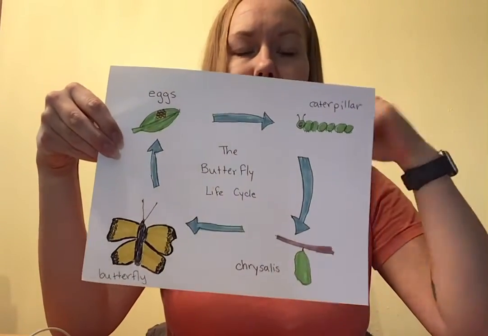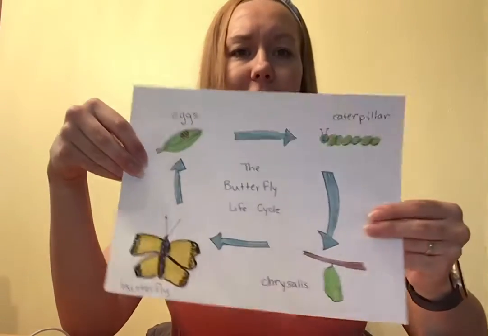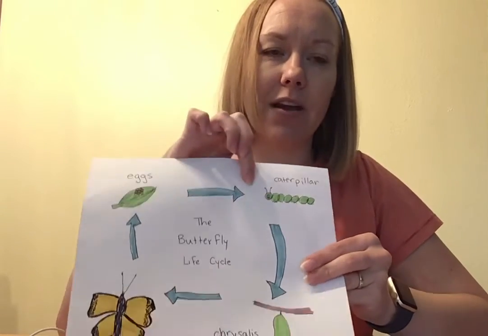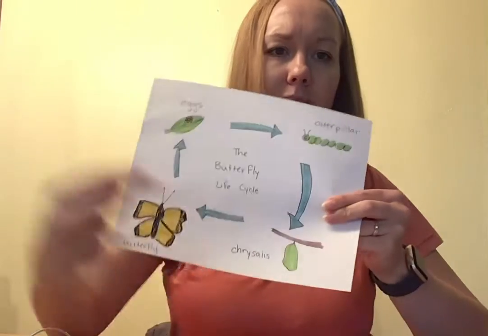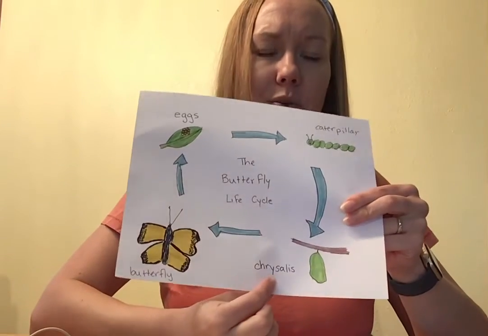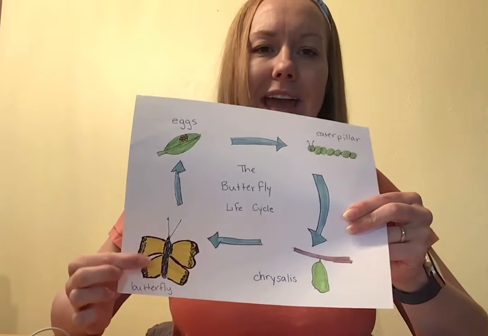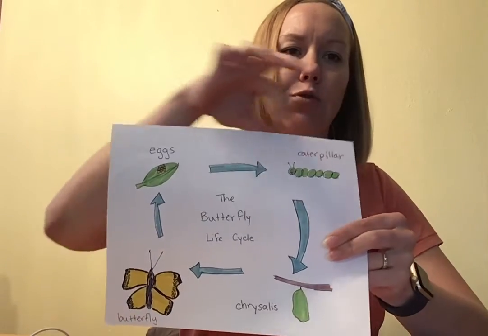So I just drew mine. It's not perfect, and yours doesn't have to be perfect either. But you can see here, they start with the eggs, then you follow the arrow, and out comes a caterpillar. And then the caterpillar turns into a chrysalis. And then the chrysalis turns into a butterfly. And then the butterfly will lay eggs, and then the eggs will become a caterpillar.